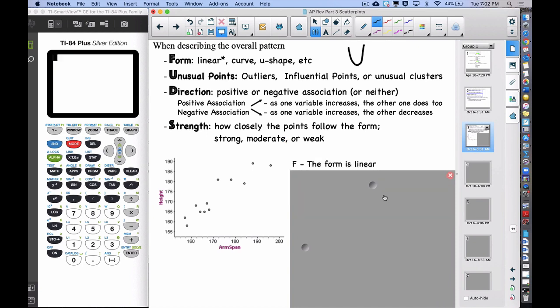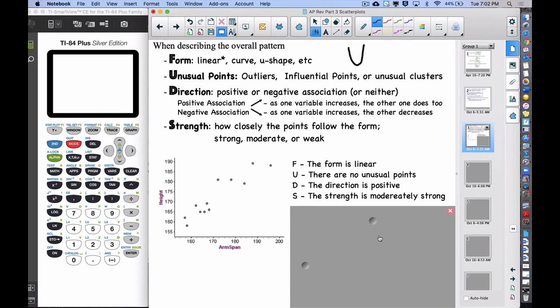So I would say the form is linear. There are no unusual points. The direction is positive because we're going up and to the right. And the strength, I would say, is moderate. It's moderately strong. I can see where the trend would be, but they're not super tight close to a line. This would work perfectly fine, get you full credit, and be a great way to describe this scatter plot.